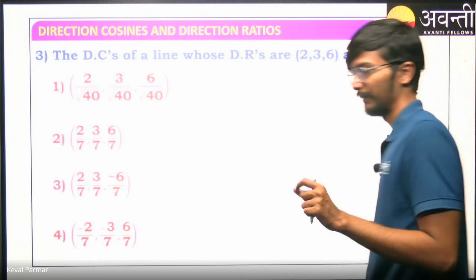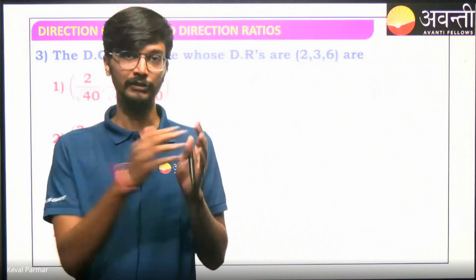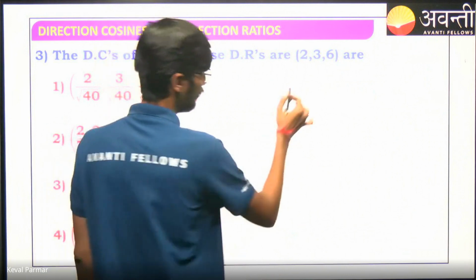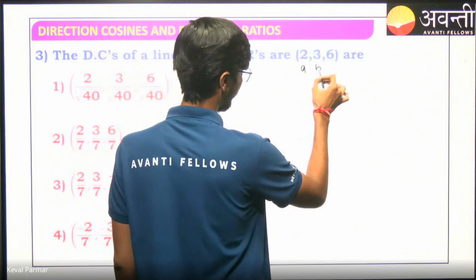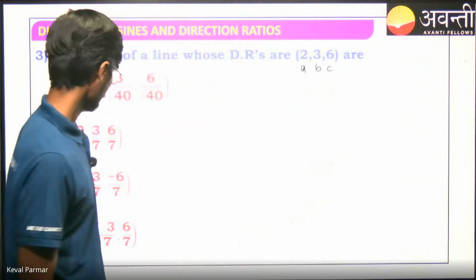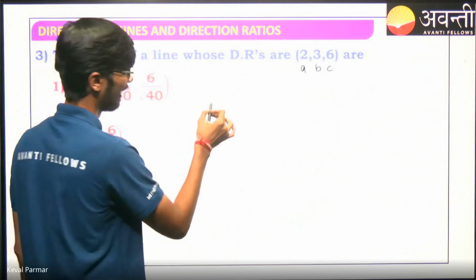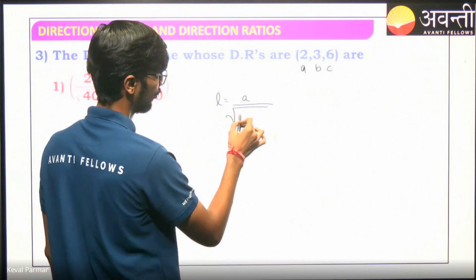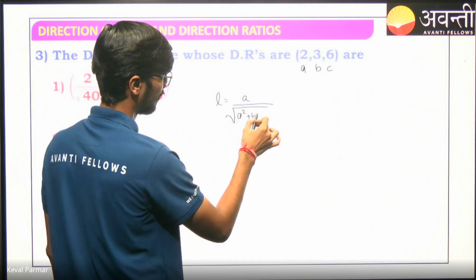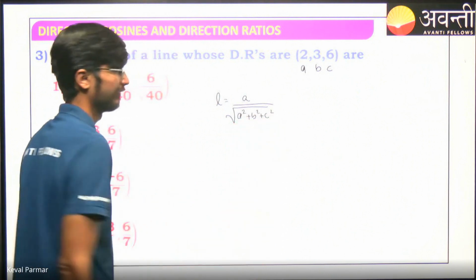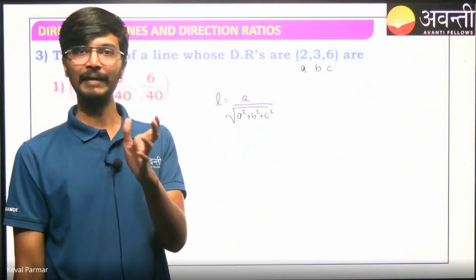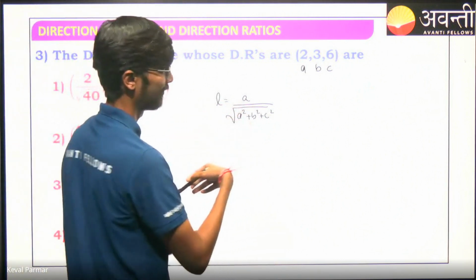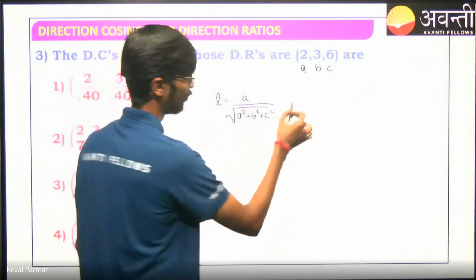This is the same formula which we derived just before doing this. So these are the DRs, which are A, B, and C. And we know that L is equal to A upon under root of A square plus B square plus C square, and the same is for M. So we just have to divide this by under root of A square plus B square plus C square.